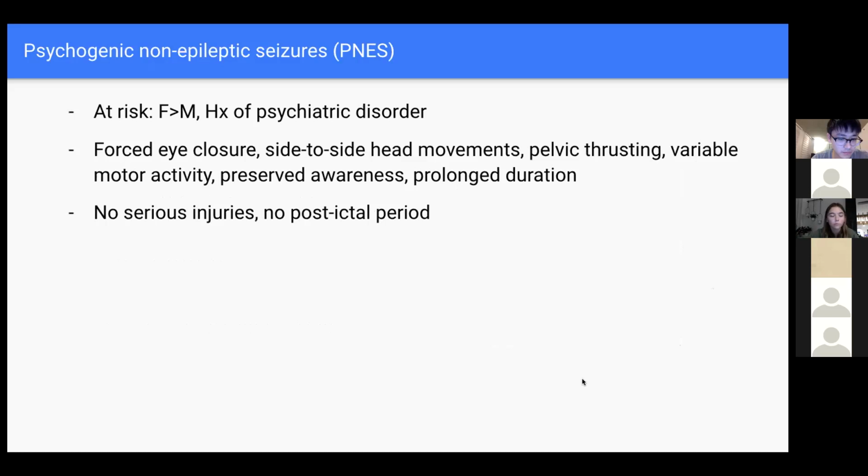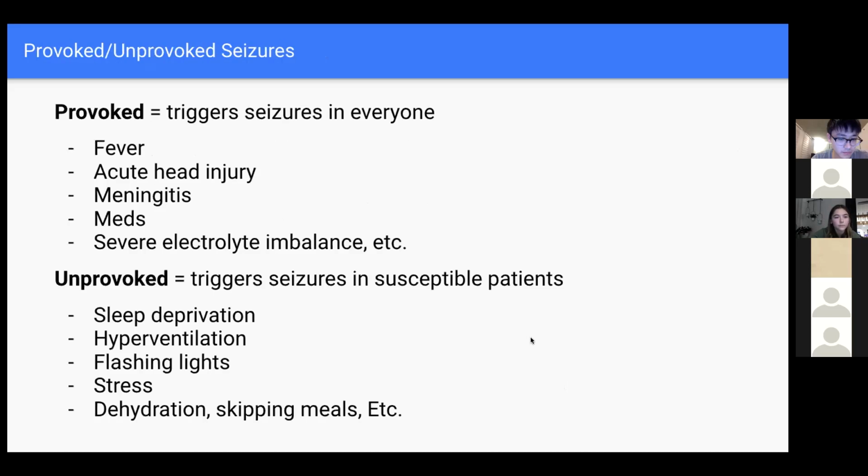Another point to mention is that there's also another element in the differential, and that is the psychogenic non-epileptic seizures. Patients at risk for these are females more than males, and patients with a history of psychiatric disorders. Clinically, usually there's forced eye closure, side-to-side head movements rather than movements just in one direction, pelvic thrusting, variable motor activity, preserved awareness, and a prolonged duration. Usually these patients don't injure themselves during the event, and there's no post-ictal period.